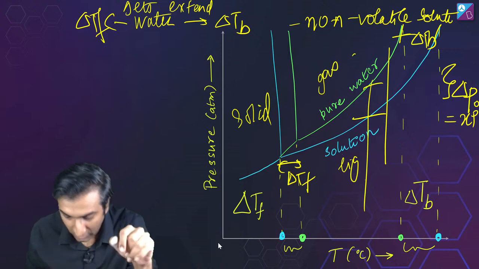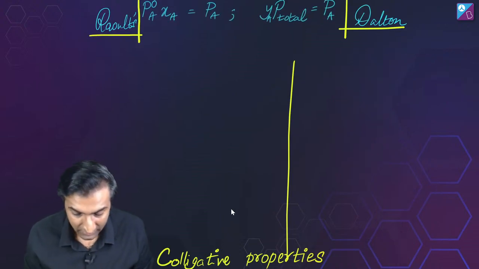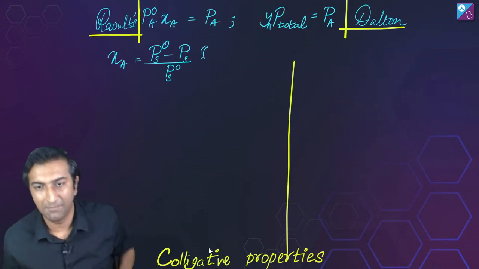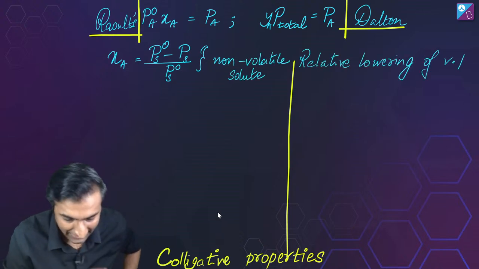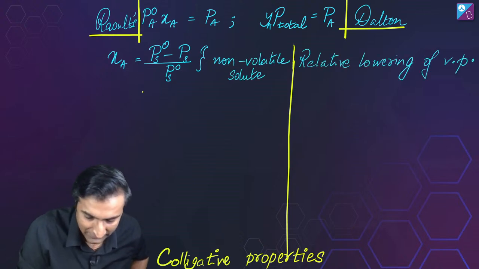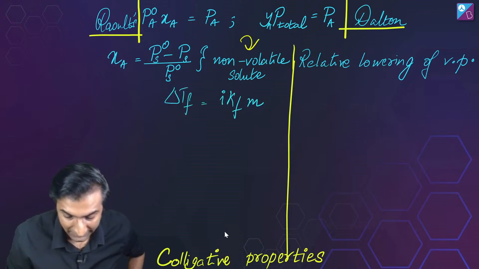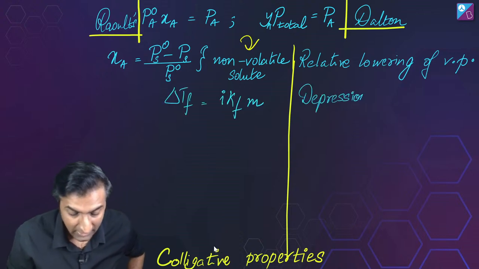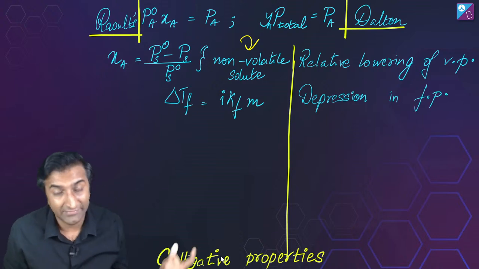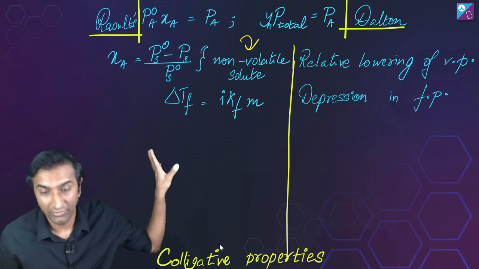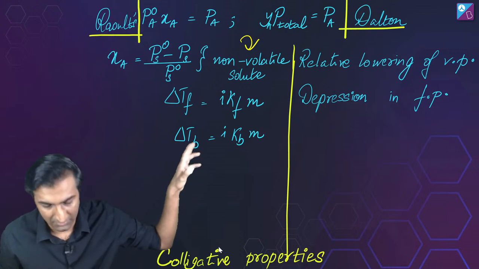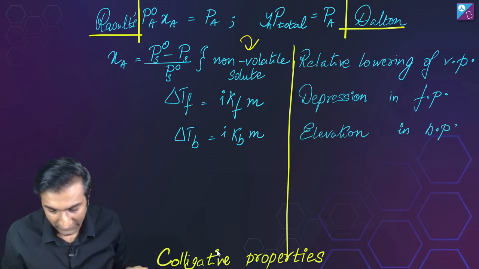Theek hai? So, summary of everything I've done so far. Ek page agar summary chahiye, if you just want a one pager, here it is. X_A is P naught by P_S, P_S is saturation pressure. Agar non-volatile solute hai, this is all about colligative property. Relative lowering of vapor pressure hota hai. There's a decrease in temperature on the freezing side, increase in temperature on the boiling side. That gives you these two equations.